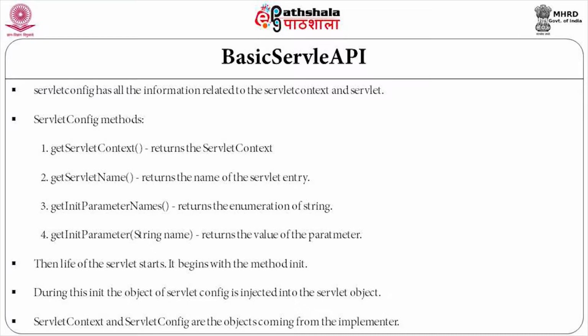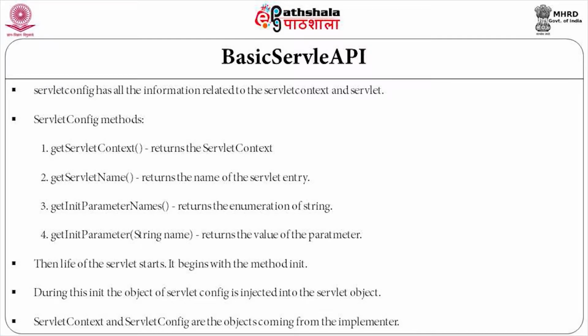So, we have getInitParameterNames returning an enumeration of string, and if we know the name of a particular init parameter, we also have the method called getInitParameter, where you pass the name of a parameter and fetch its corresponding value. So, what are the methods in servlet config? One is getServletContext, the servlet context which is common and corresponds to our web application. We have getServletName, the name of the servlet for which the object is going to be created. And we have getInitParameterNames and getInitParameter, giving the value for a given parameter.